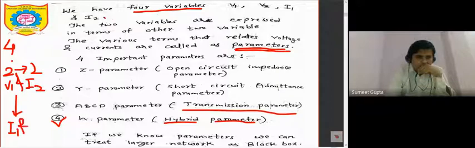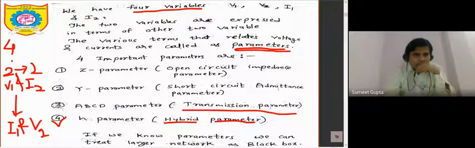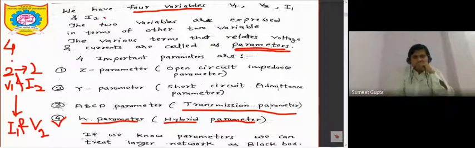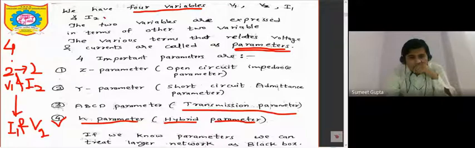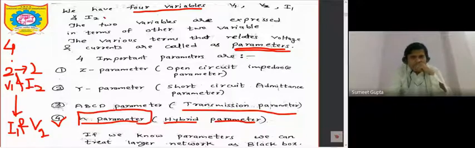So there is a mixture. That's why the name hybrid was given by the founder. Input and output are expressed in terms of input and output. That's why it is a hybrid parameter, the H parameter. Now these H parameters are very useful in modeling of transistors. Transistor gains are expressed in terms of H parameters.